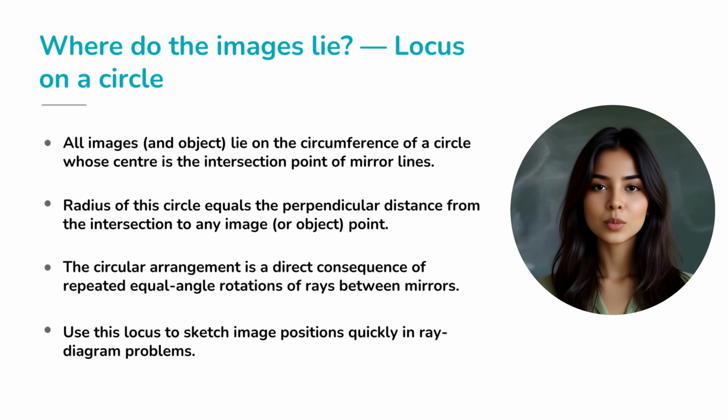But wait, there's one more elegant detail. All the images formed lie on a circle. The center of this circle is the intersection point of the two mirrors. And the radius, that's simply the perpendicular distance from the object to that intersection point. So when you draw these ray diagrams, don't just scatter images randomly, plot them equally spaced on a circle. It's like placing chairs around a round dining table, each reflection gets its perfect seat.